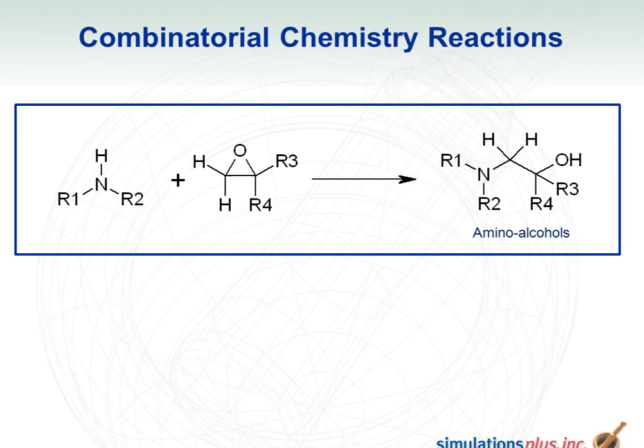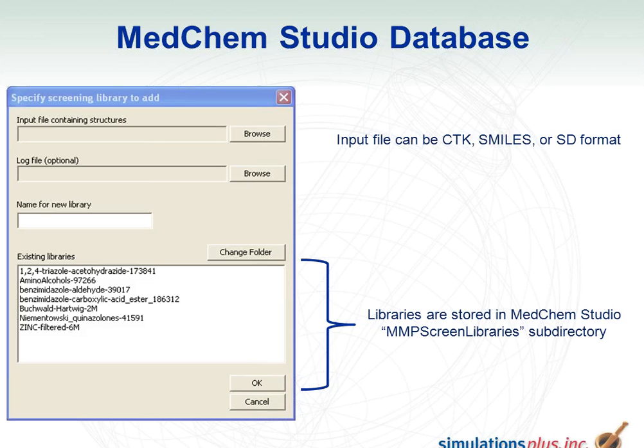So the next step, once I enumerated these libraries, I applied my drug-like filter, and that created another SMILES file, and then I created a library from each one of the filtered files. So here I have several examples. I have the triazole library that's got 173,000 compounds in it, the amino alcohols, the two sets of benzimidazole, about 2 million structures from this Buchwald-Hartwig reaction, a little over 40,000 quinazolines, and then finally 6 million from a filtered zinc set.